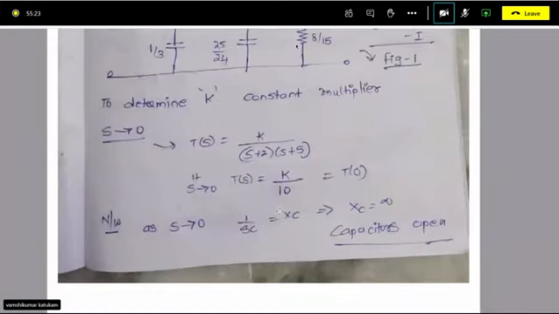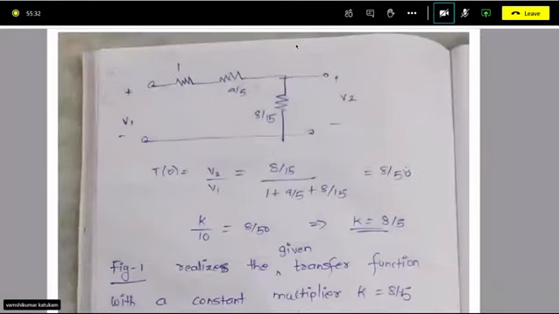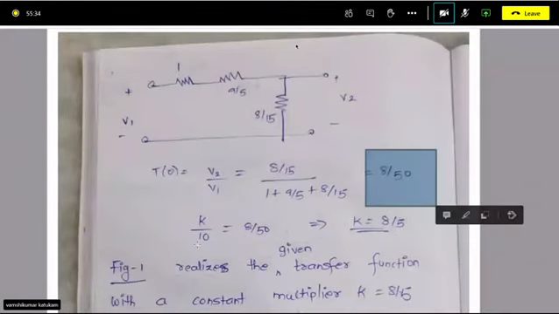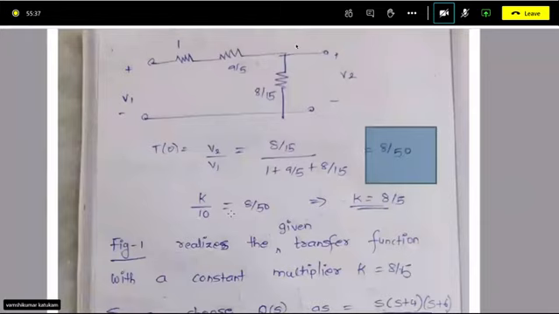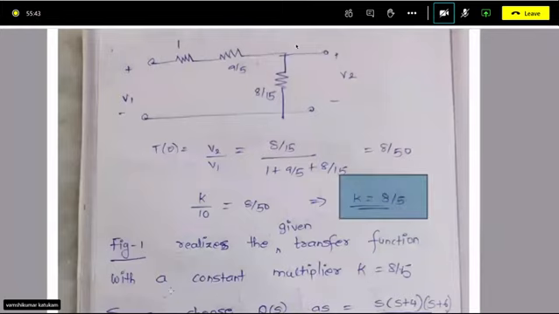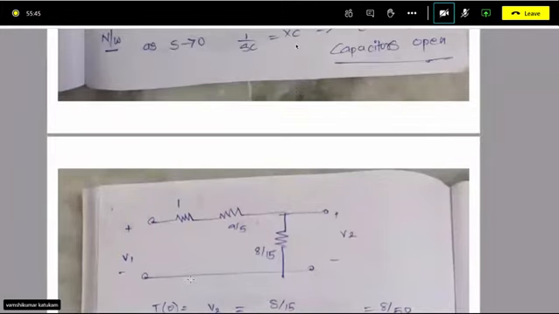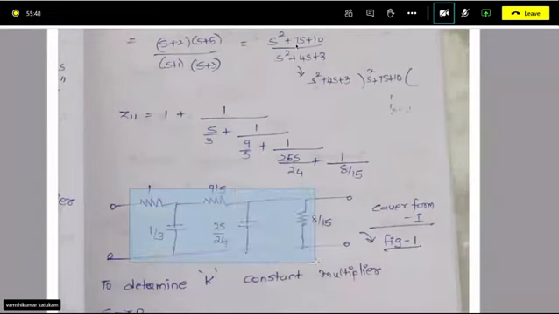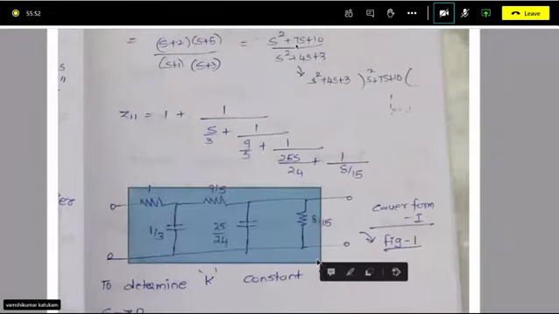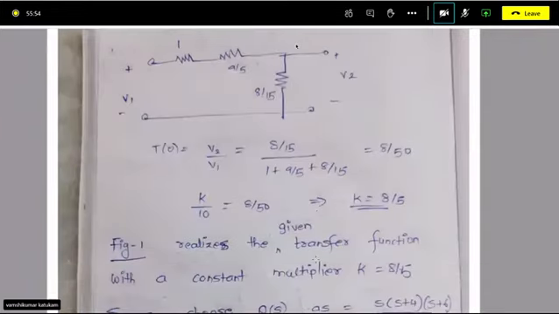And from the transfer function at s equal to 0, you got K by 10, and equate with the value you got here, right? So K by 10 is equal to 8 by 50 and K will become 8 by 5. Okay, that means you can use this network, whatever the realized network, for the given transfer function at K equal to 8 by 5. Okay. That is the meaning.